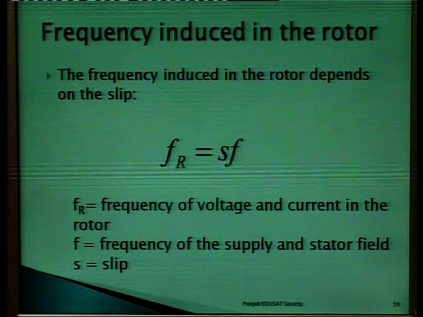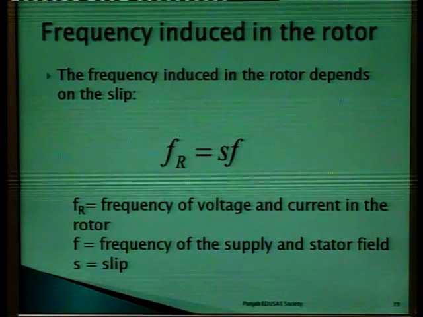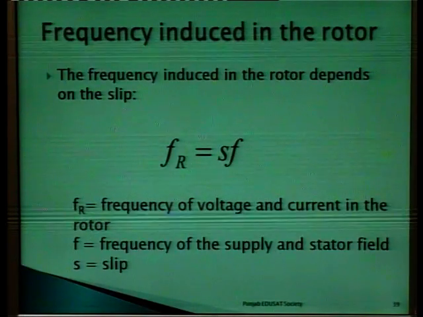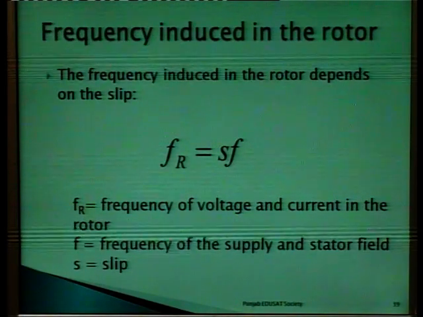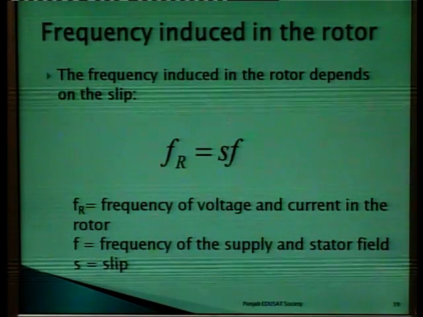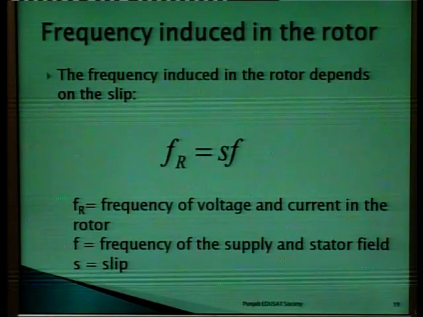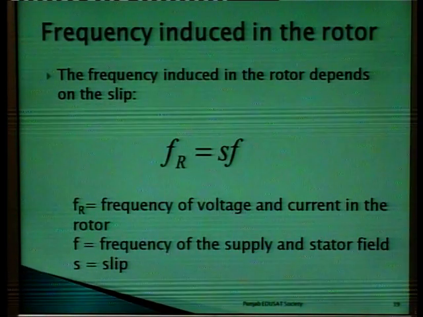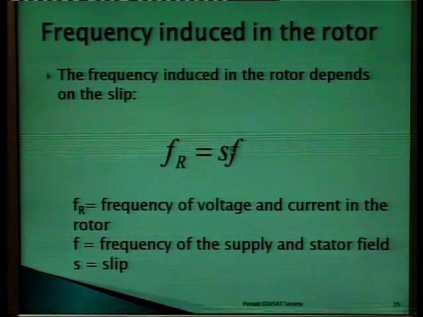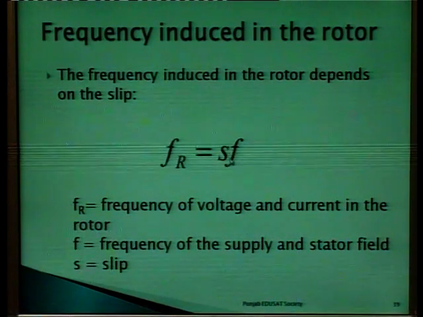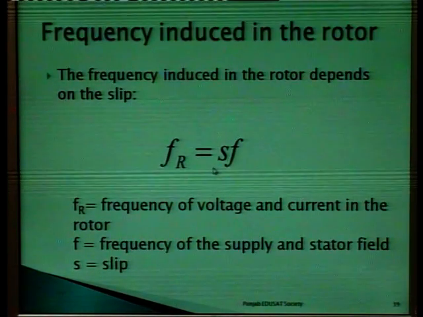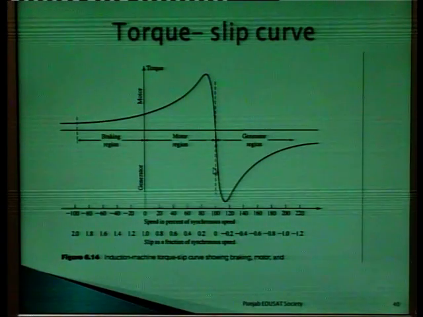Frequency induced in the rotor. How much frequency is induced in the rotor conductors? The frequency induced in the rotor depends on the slip, and that can be given as Fr = Sf, where Fr is the frequency of voltage and current in the rotor, f is the frequency of the supply and stator field, and S is the slip value. So this rotor frequency is S times the standard frequency, that would be the rotor frequency in the rotor conductors. Next is the torque slip curve.